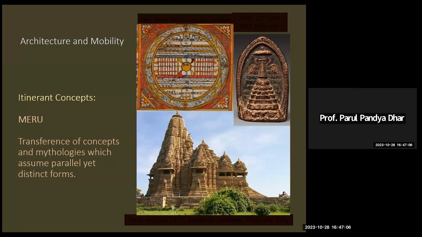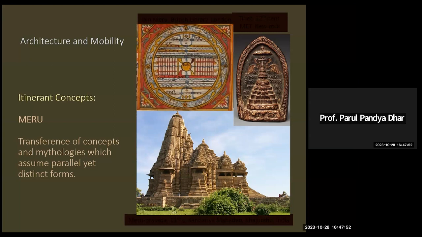The first relates to the idea of itinerant concepts, where the transference of an underlying concept or an underlying mythology assumes parallel but distinct architectural forms in trans-regional contexts. To explain this idea vis-a-vis architecture and mobility, I've taken the concept of the Meru, or the cosmic mountain in Indian thought, and its articulation in Khmer or Cambodian architecture.